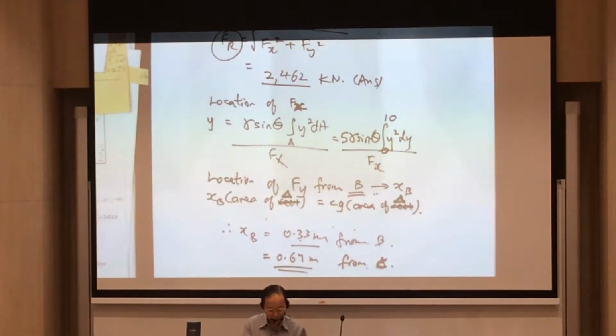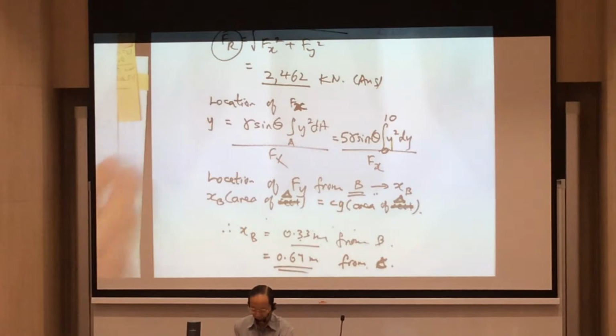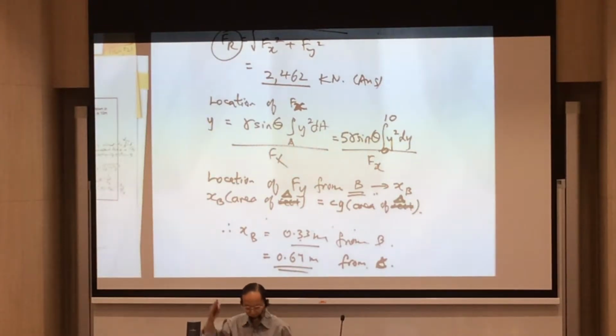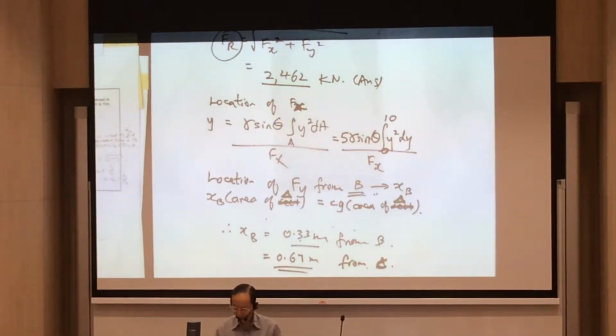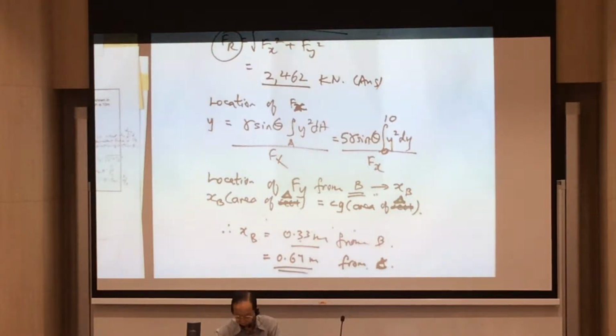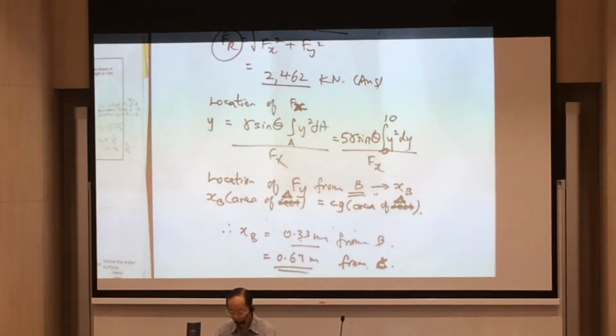Okay, now if you go back to the curved surface example, to find again the location of the horizontal and vertical forces. I hope this is clear. Why? Because the question asks you for the location of the FR component. Okay, let me just the FR component.